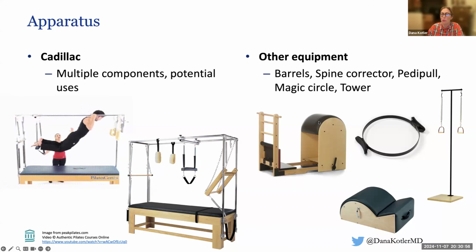on this one. There are also smaller pieces of equipment. There's the ladder barrel. There's the magic circle. Some of these you can buy commercially as well. This is called the spine corrector. It's a version of the barrel.